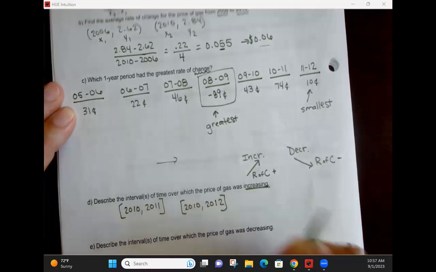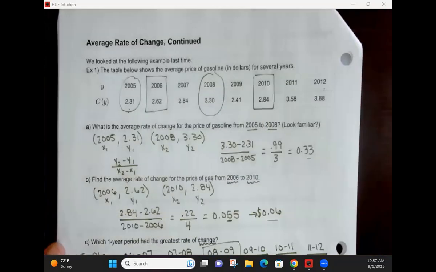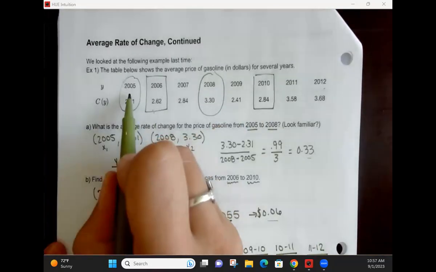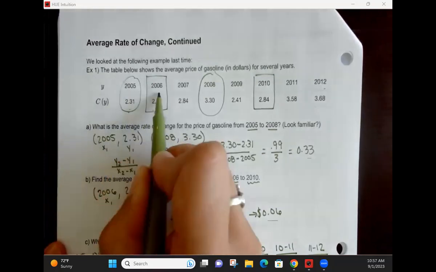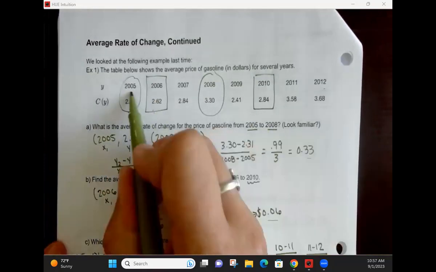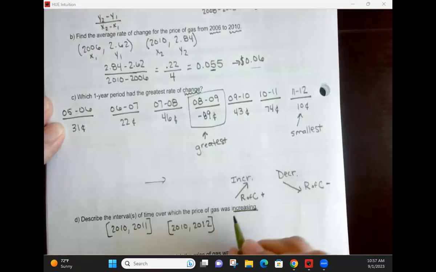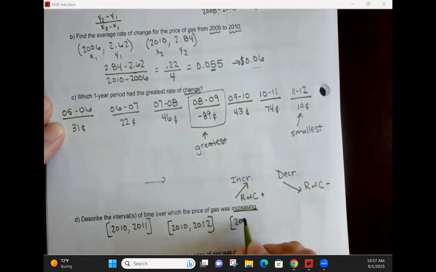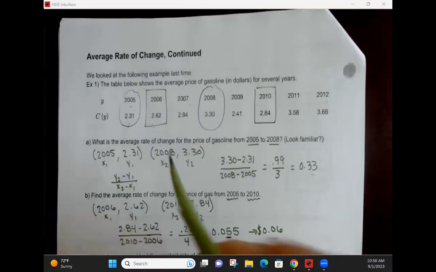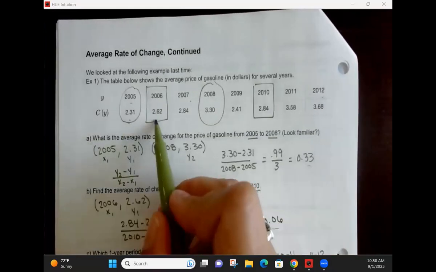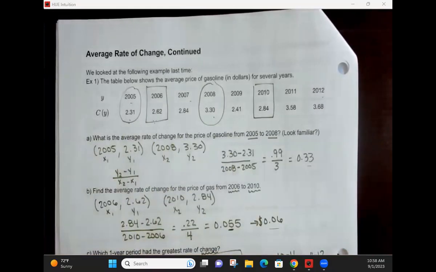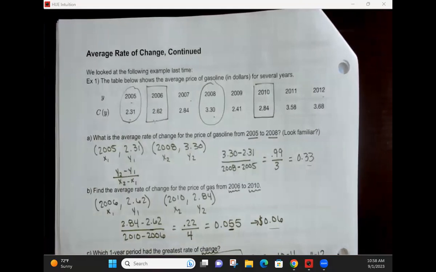Okay, increasing. The price is going up. If we go earlier, 2005 to 2006, 2005 to 2007, 2005 to 2008 even. And we don't have to start at 2005. From 2006 to 2008, that price is also increasing. So there are a lot of different options here.